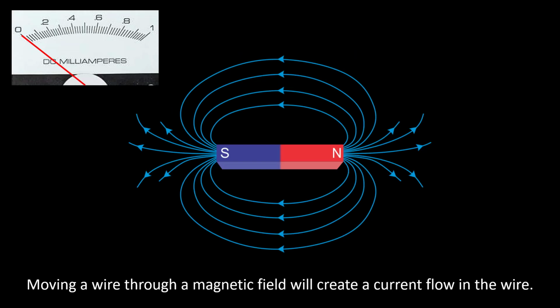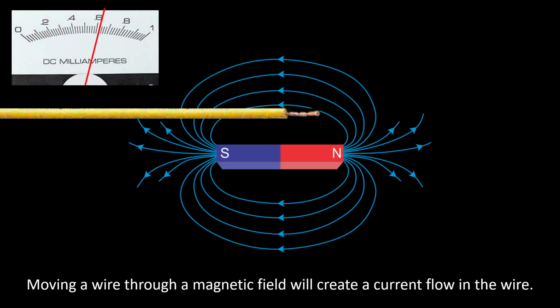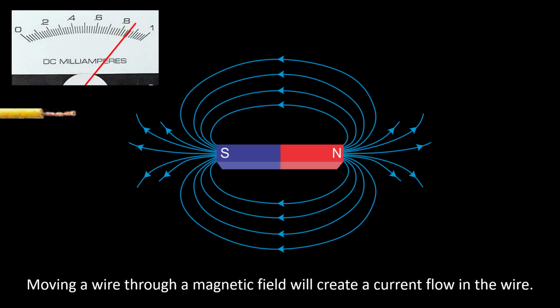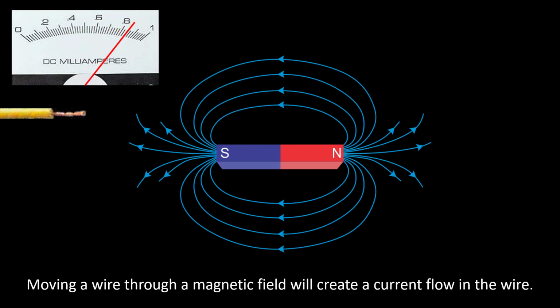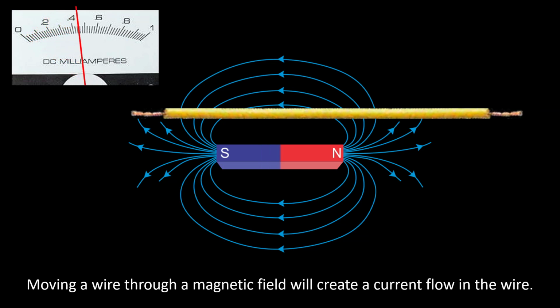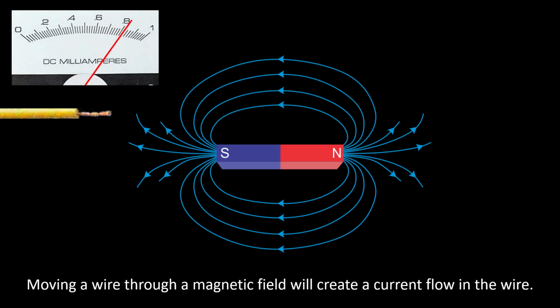So now let's think about a magnetic field, and let's think about the effect that it has on current flow in a wire, or vice versa. If we move a wire through a magnetic field, we are going to create a current flow in that wire. So I have a fixed magnetic field. If I move a wire through that magnetic field, I will get a current flow in that wire as long as I keep moving it through the field.